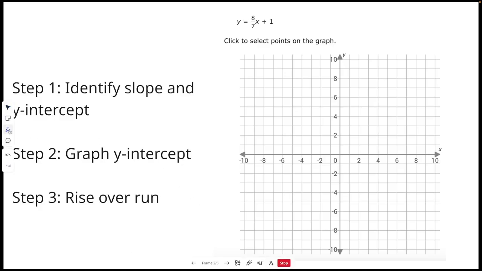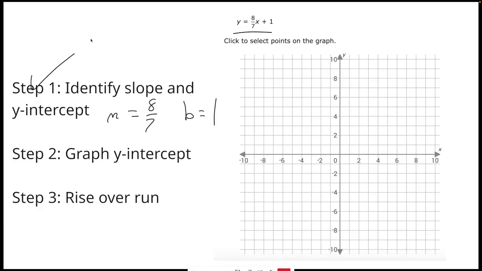All right, so here we have a problem, and we're supposed to graph it. We should immediately recognize this is already in slope-intercept form, right? That was the previous video. So we should be able to say, okay, we know the slope is 8/7. We know the y-intercept is +1. So that's step one. Step one is to know your slope and y-intercept.